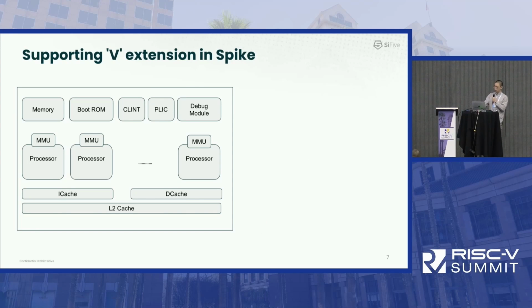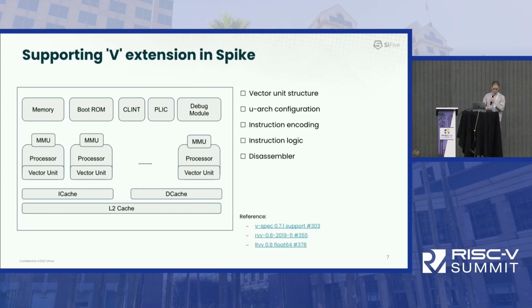Now, let us go through how the V extension is supported in Spike. The V extension is handled through an additional vector unit on the processor, just like what we have in the real world. Supporting the V extension can be split into several components, and I will cover them one by one, starting from the vector unit, then the microarchitecture configuration through the command line.